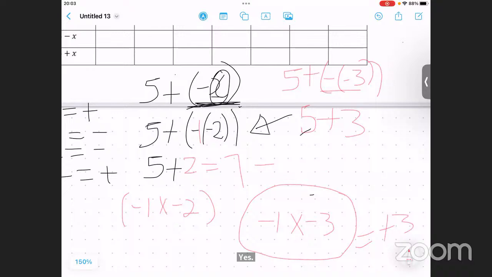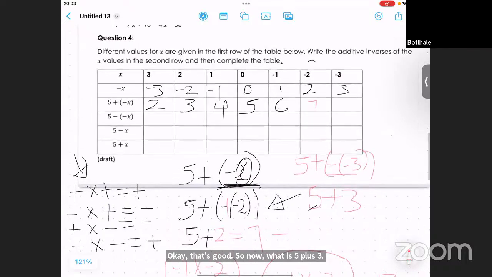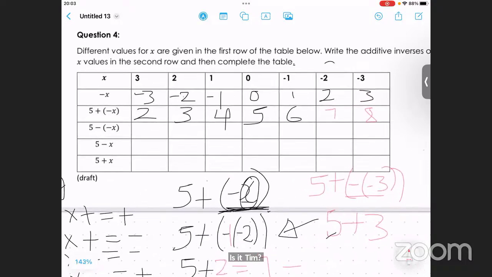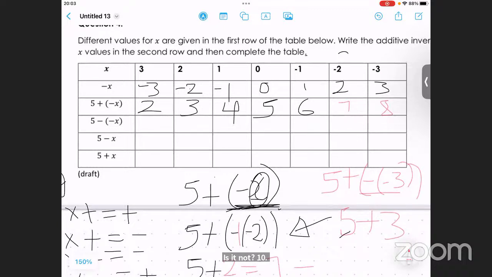Okay, that's good. So now what is 5 plus 3? Is it 10? It's not 10. 5 plus 3 is 8. Perfect. Are you guys confident with this? Can you do it on your own?